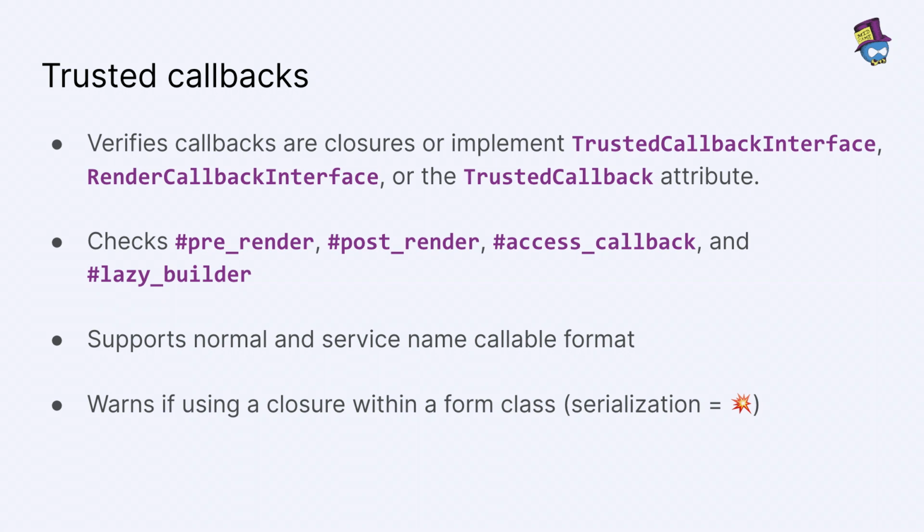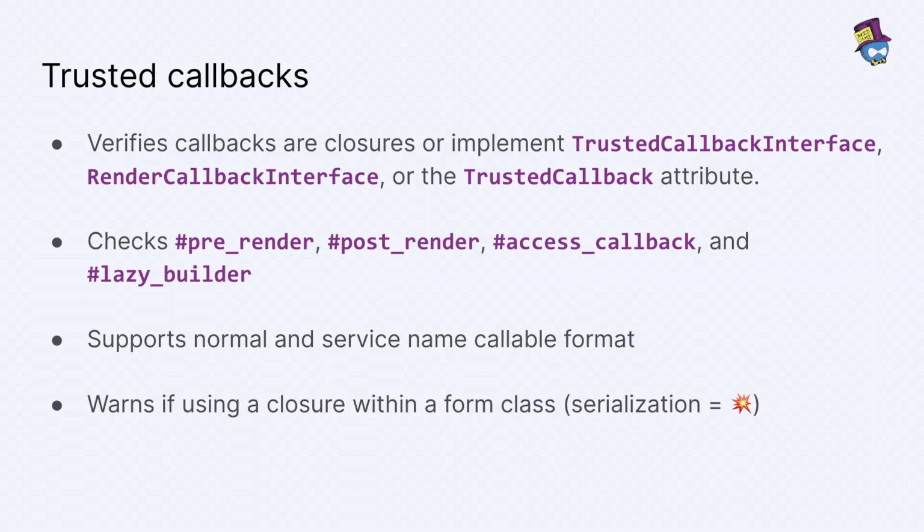So with Drupal, our render system has callbacks. And then a layer of security was added saying, I will explicitly tell you what's an allowed callback or not. And this rule will say, all right, inside of pre-render, post-render, access callback, lazy builder, is that callable a closure, like an anonymous function, or is its definition inside a class with trusted callback interface and render callback interface, or in Drupal 10, we now have an attribute, this is PHP 8. Does that method implement the trusted callback attribute?